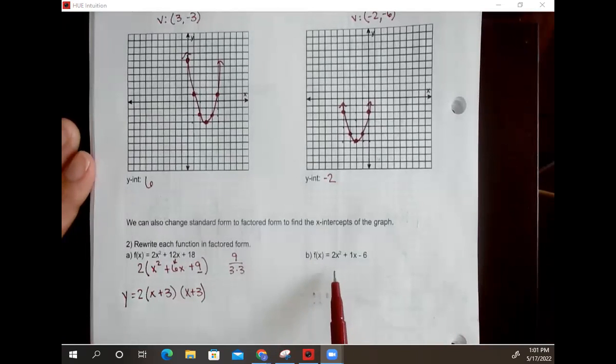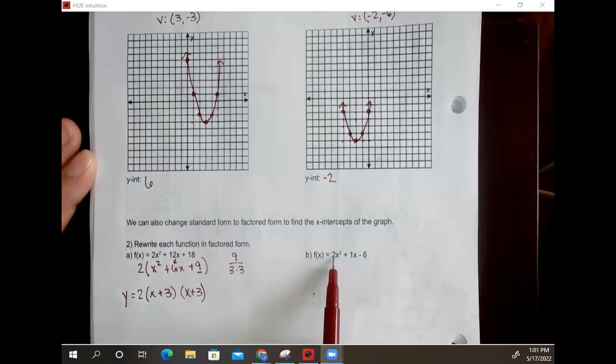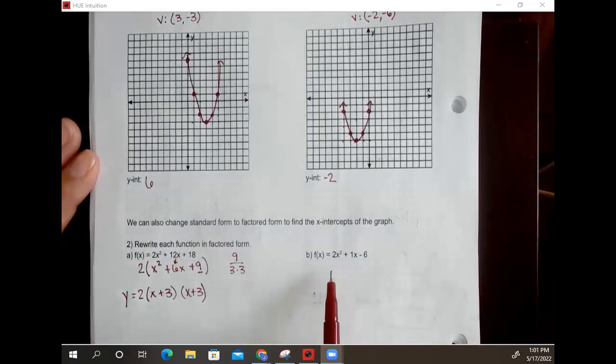How about B? Do I have a GCF here? No, I can't divide all of these numbers by the same thing. I don't have a value I can factor out of each of those. Since my lead coefficient, my A value, is not 1, I can see a number in front of x. That means that we need to use an AC method.